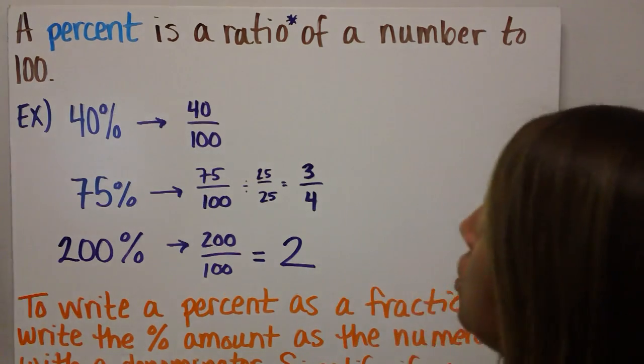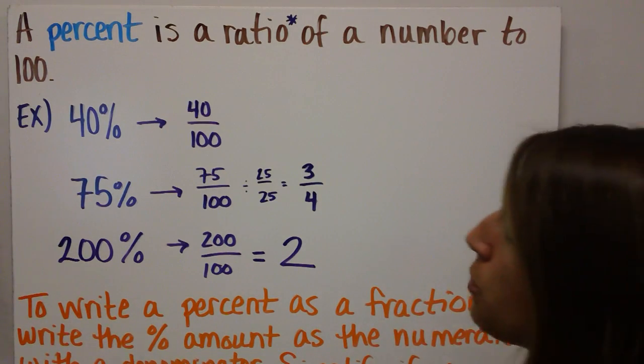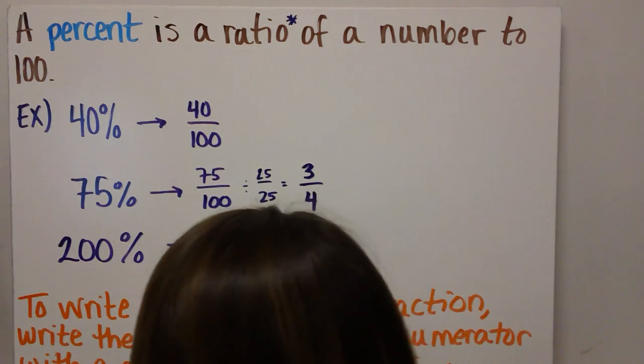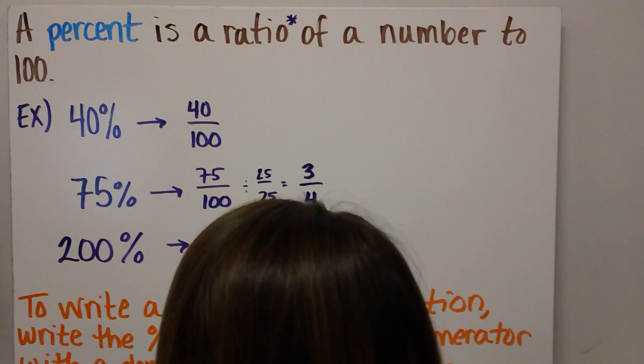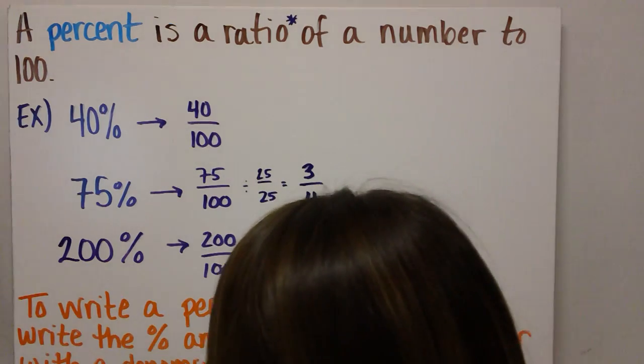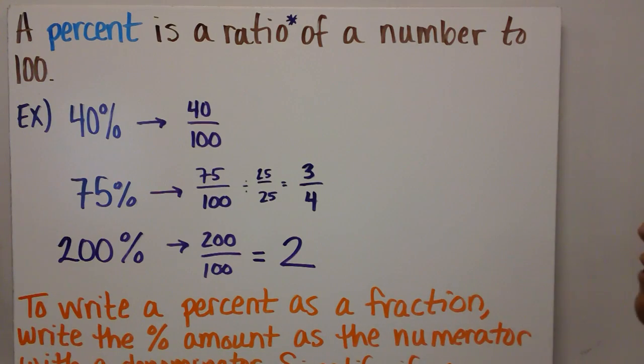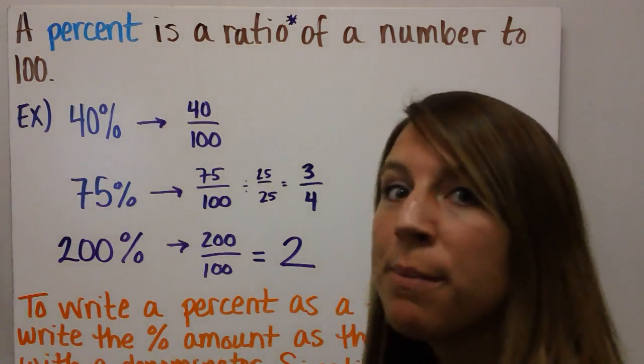Right. So to write a percent as a fraction, you write the percent amount as the numerator with a denominator of 100. That goes here. Period. Okay? Then simplify if necessary, and I've kind of gone through that up here for you.